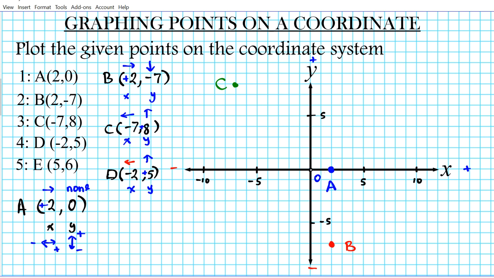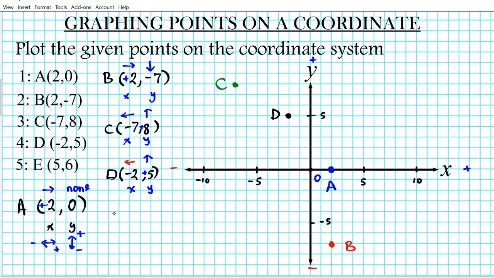So let's do it. Starting from 0, 0, we're going to go 2 units to the left, 1, 2. And then you're going to go up 5 units, 1, 2, 3, 4, 5. Voila, right here is the location of point D on our coordinate system, -2, 5.